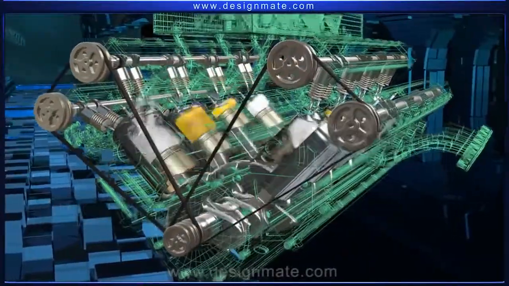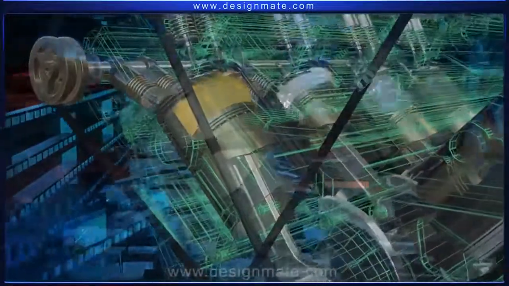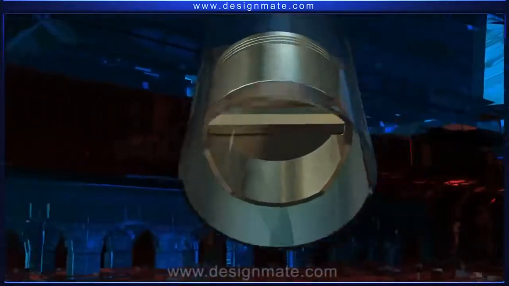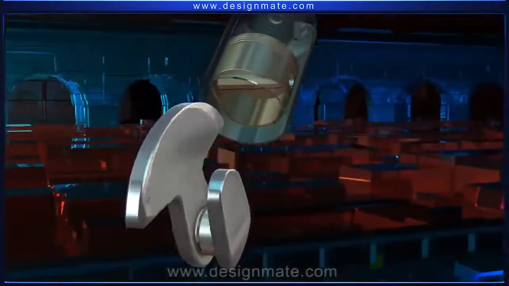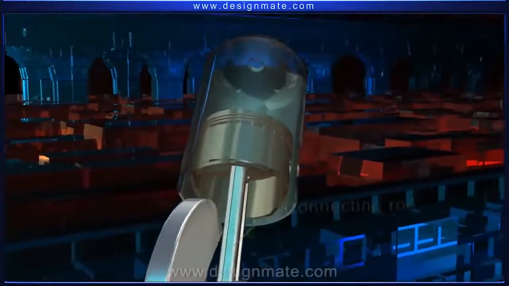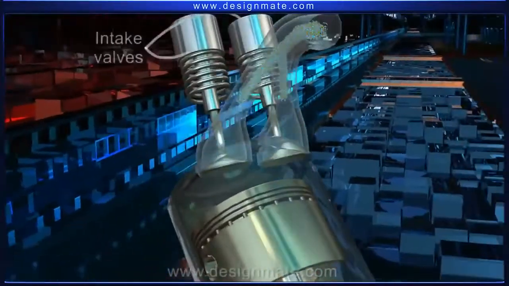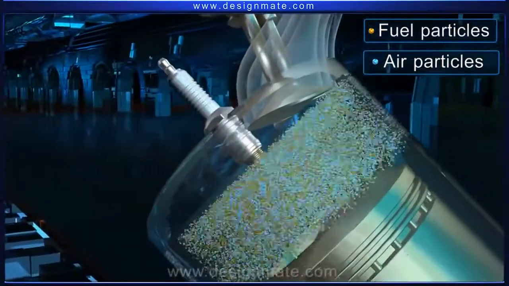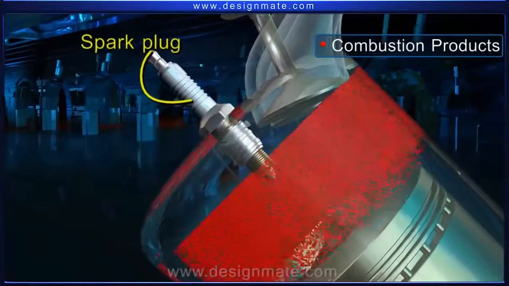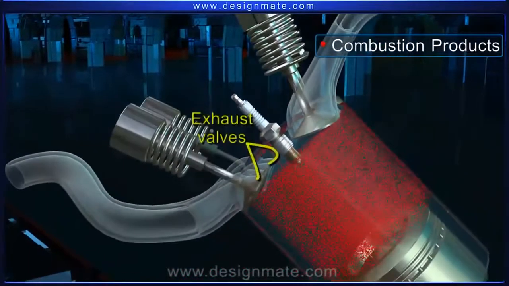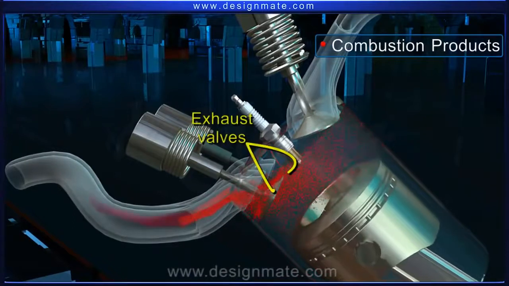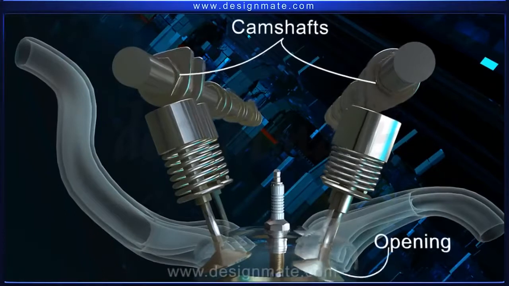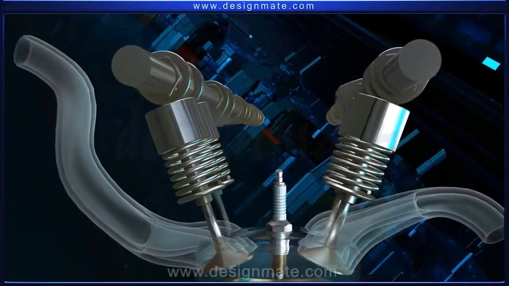Construction. A four-stroke engine mainly consists of insulated airtight cylinders with movable pistons, which are joined to the crankshaft through connecting rods. The intake valves let the fuel-air mixture enter the cylinder. The spark plug produces a spark and ignites the fuel-air mixture, and the exhaust valves allow exhaust gases to exit the cylinder. Camshafts control the opening and closing of valves at appropriate times.